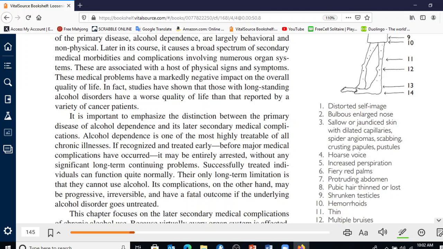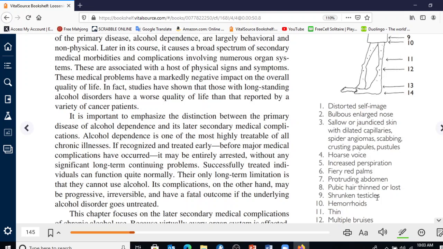Fiery red palms, bright red palms. And they're known as liver palms because you're having difficulties with your liver, and it creates skin changes in the palms of your hands. Protruding abdomen, particularly an upper abdomen, caused by ascites, where fluid leaks back into the abdominal cavity and doesn't absorb fast enough. You get this with liver failure and pancreatitis primarily.